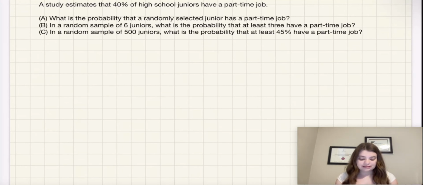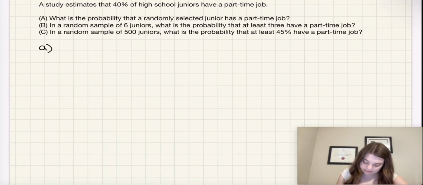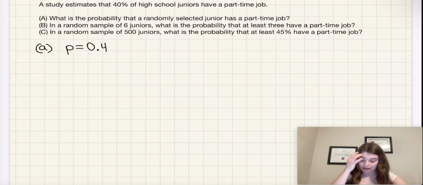Part A asks, what is the probability that a randomly selected junior has a part-time job? Okay, well, based on the study's estimates, the answer is 40%. And so P, probability of a success, meaning a student who is a junior having a part-time job, is 0.4 or 40%.